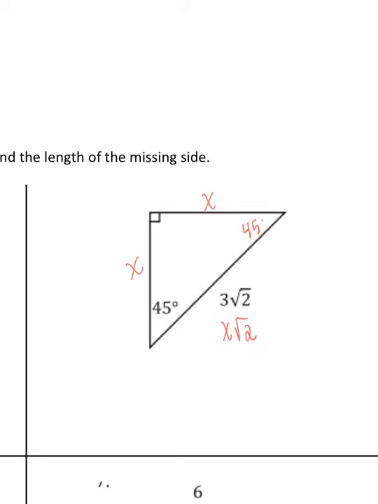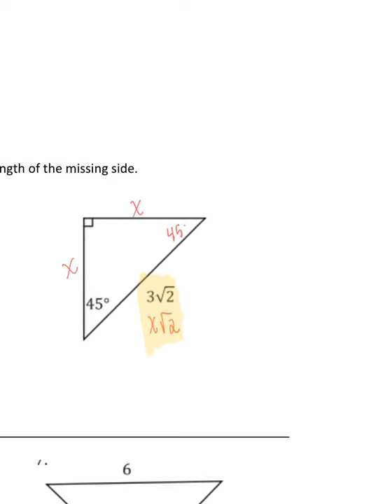After you have labeled, find the side that you have been given and connect those together by putting an equal sign in between them. So we know x root 2 is equal to 3 root 2. Now, at this point, you might very well recognize what x is going to be. If not, if you still need to solve, no big deal. We want to isolate x. To get rid of that root 2 that's right next to it, we would divide by root 2.